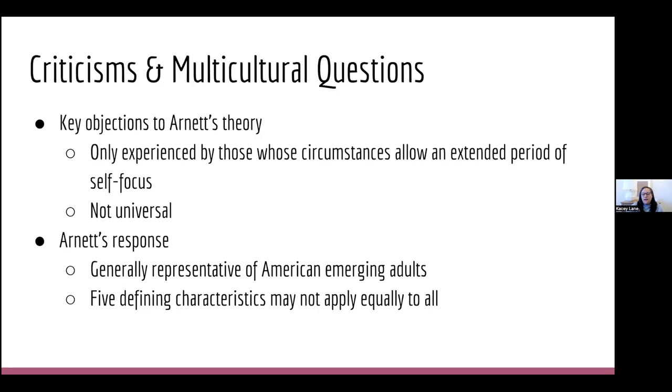However, he also suggests that the five defining characteristics may not apply equally to all emerging adults. For example, some emerging adults might be more self-focused, and some may experience less of a sense of instability. I will have you think about some of these criticisms for when we get to the end of the presentation, to share your own criticisms and reactions, and if you feel like Arnett's arguments hold.